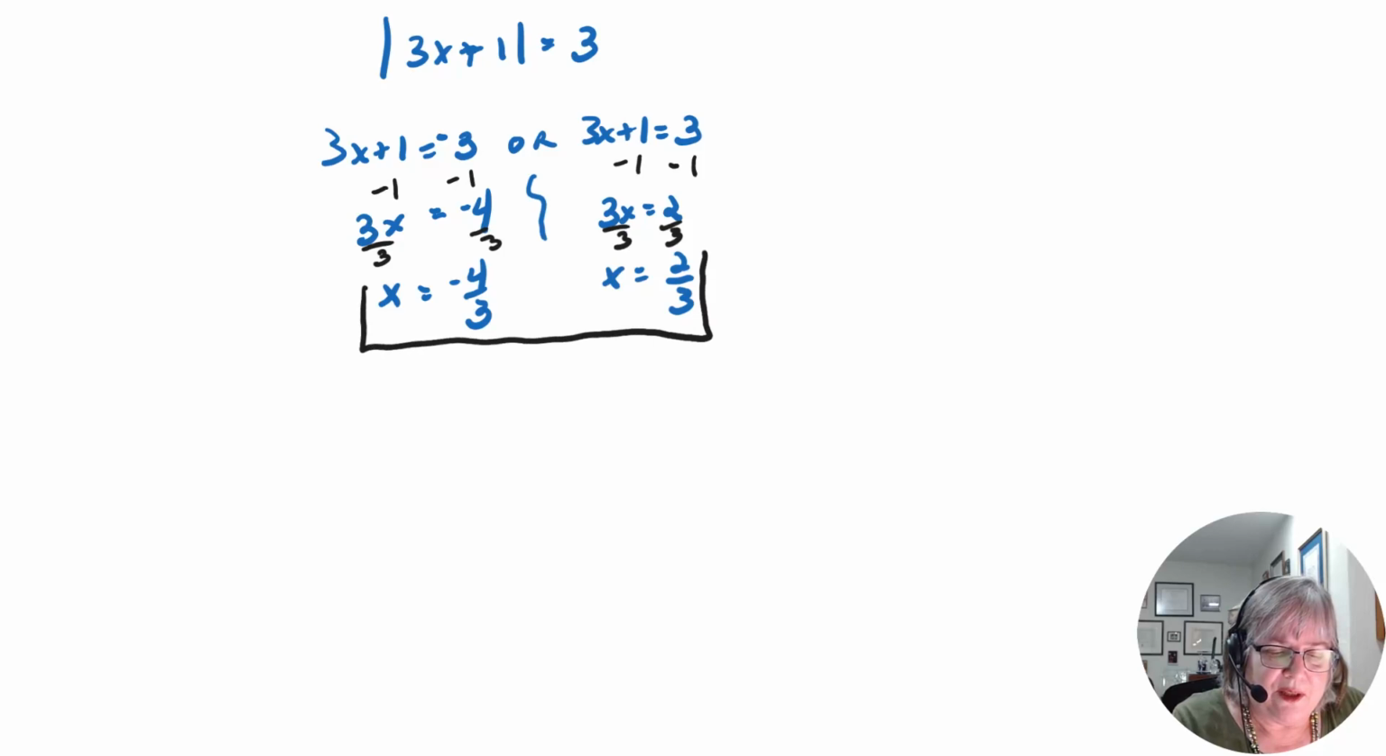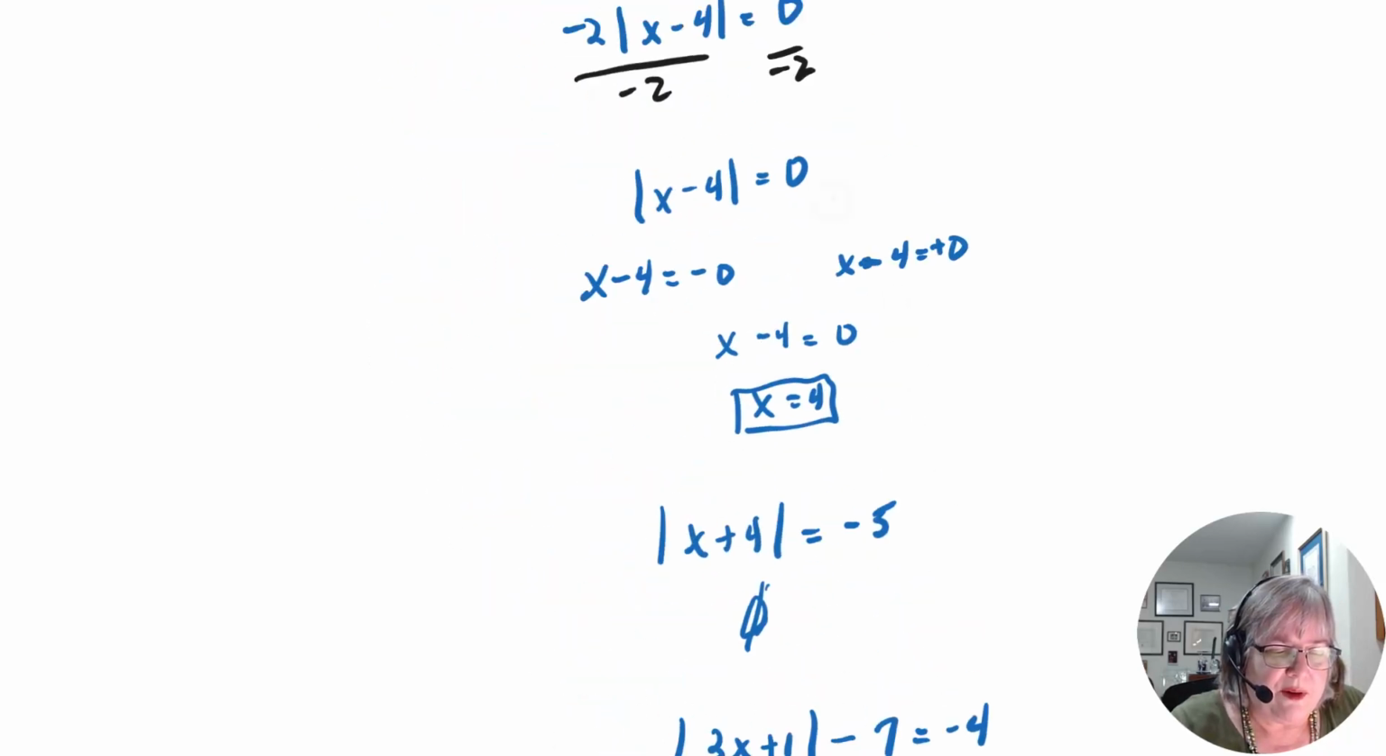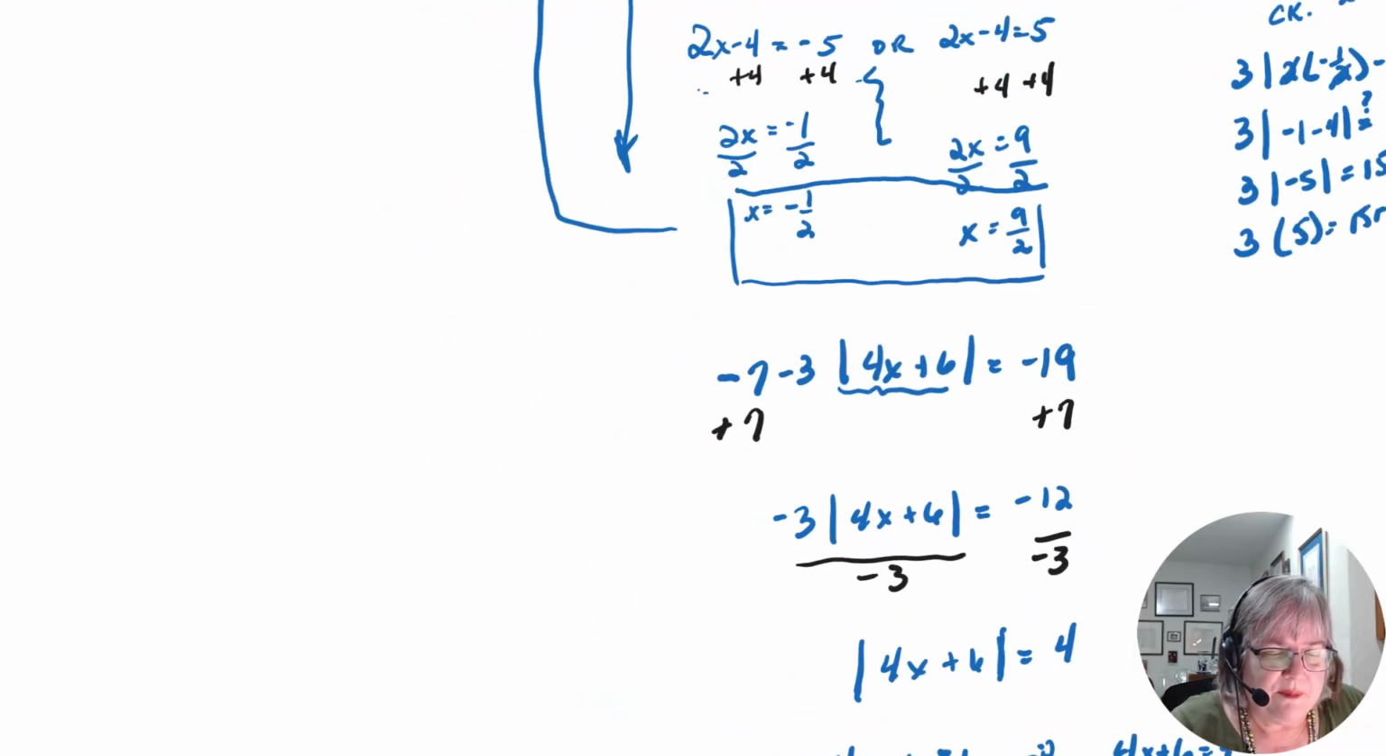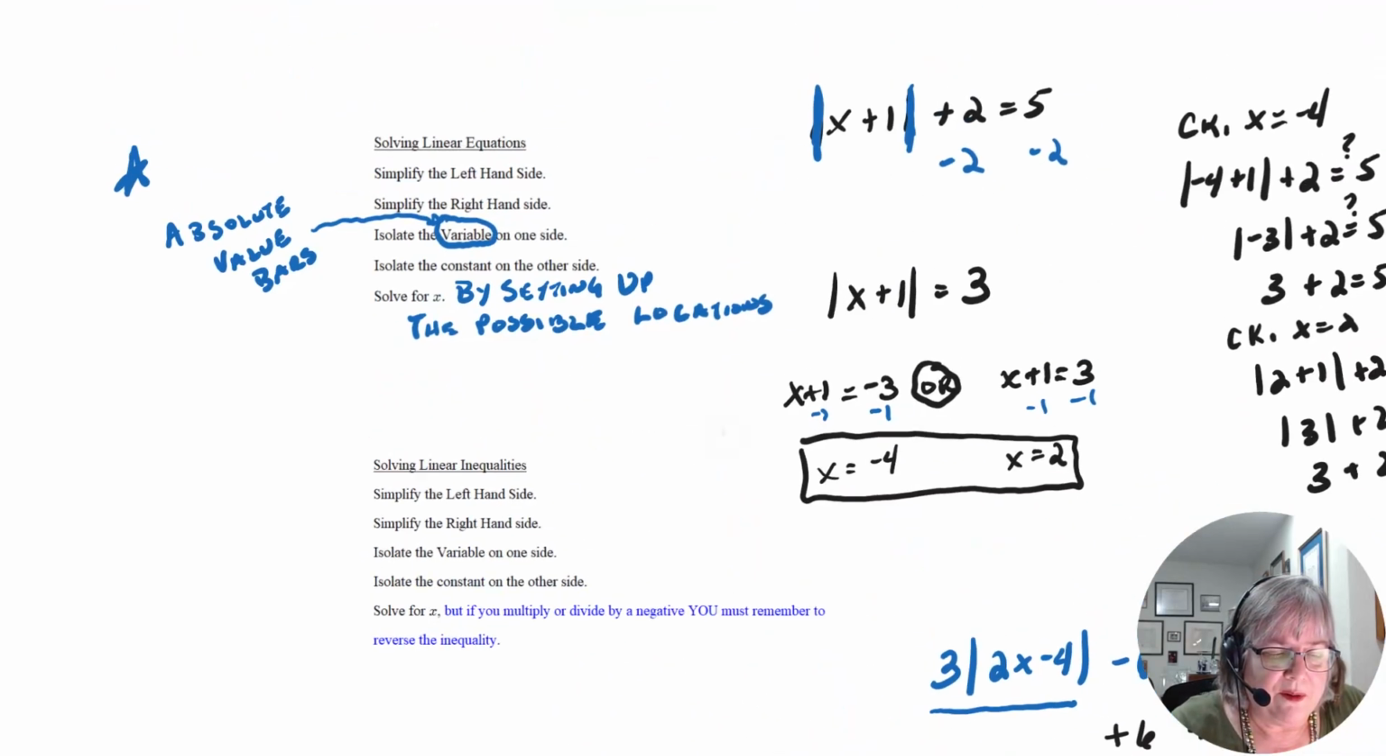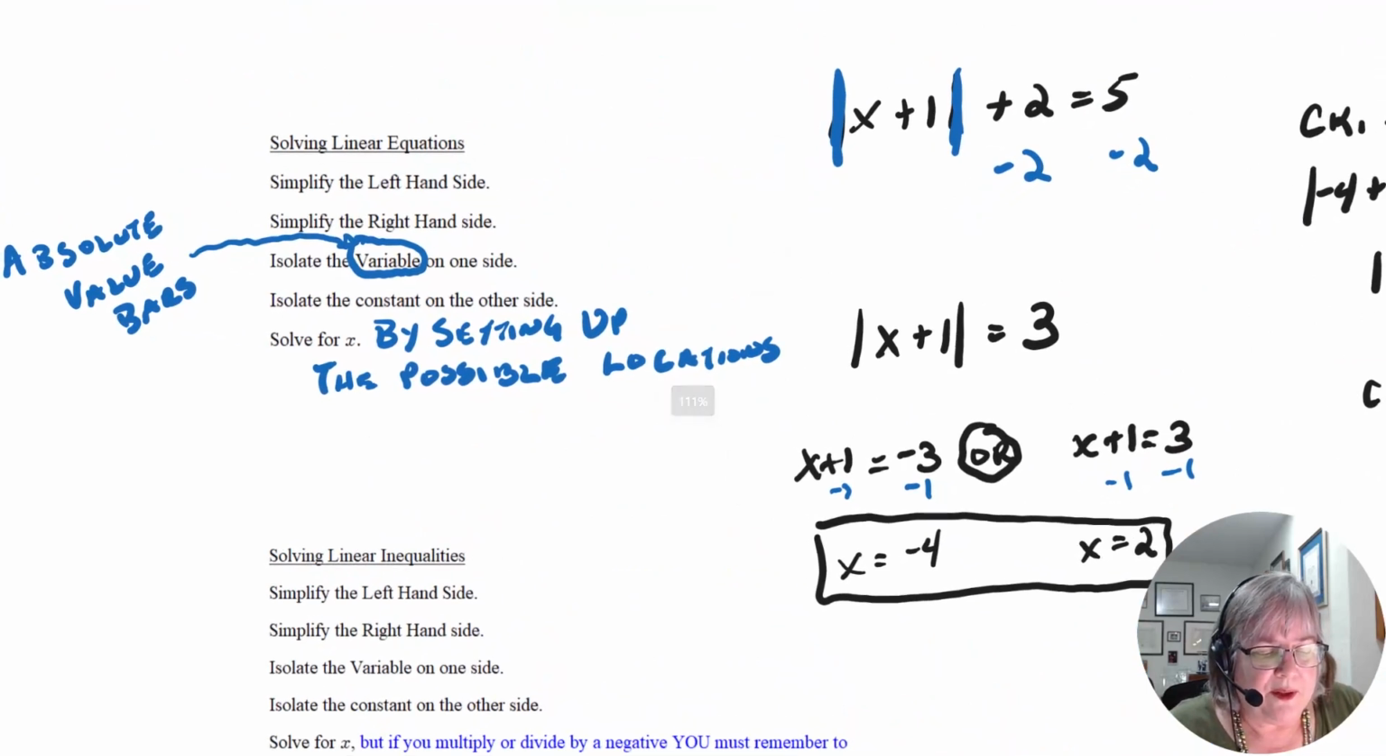So how's our list looking? I think our list is doing pretty good. Let's go all the way back up here. Simplify the left. I think that's working. Simplify the right. Okay. Isolate the absolute value bars on one side, which means any numbers that are outside the absolute value bars have to be negated or gotten to the other side. All right. Solve for x. And this is by setting up the two solutions.